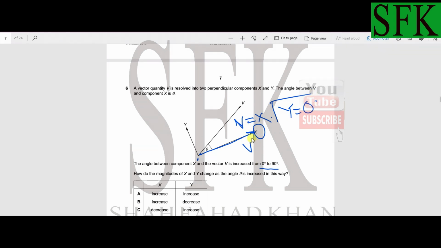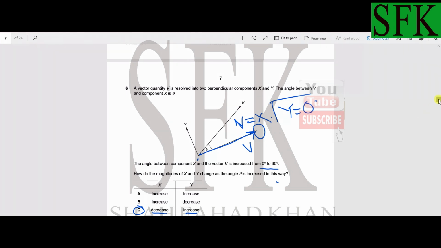Then as the value of theta increased from 0 to 90, gradually the value of x kept on decreasing, and the value of y kept on increasing, because its horizontal component now starts shrinking, and its vertical component, because it is gaining height, starts increasing. So what happens in this case? The x actually decreases and y increases, so C should be the correct answer.